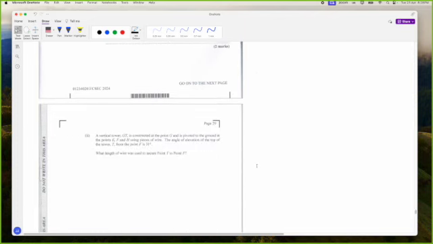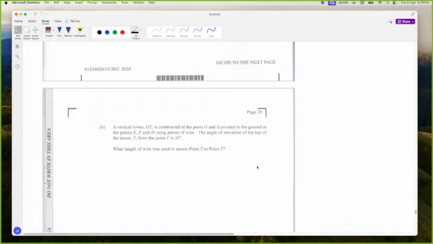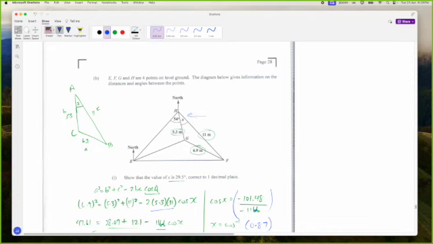What else? The vertical tower is constructed at the point G and is pivoted to the ground to all of those points using pieces of wire. The angle of elevation of the top of F. So that means a vertical tower is constructed here at the point G, and then it is tied to the point F, and they're saying that this angle is 31 degrees.